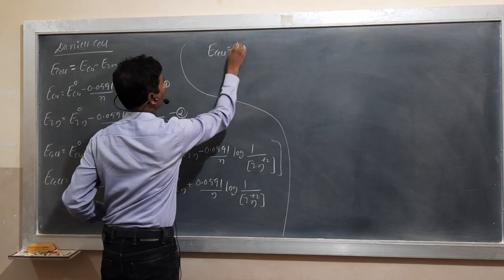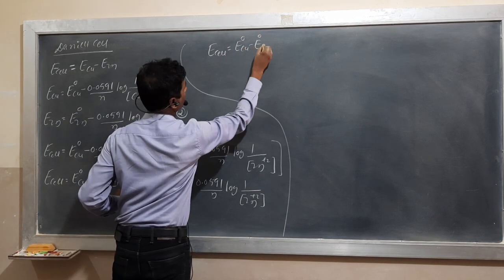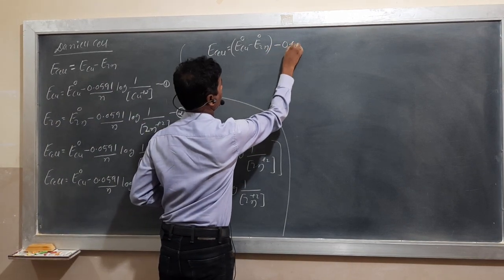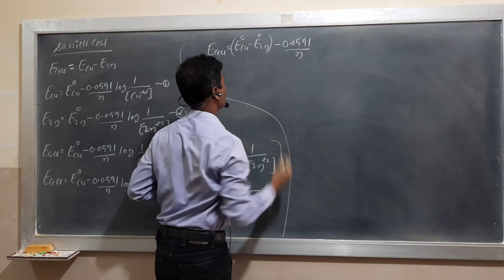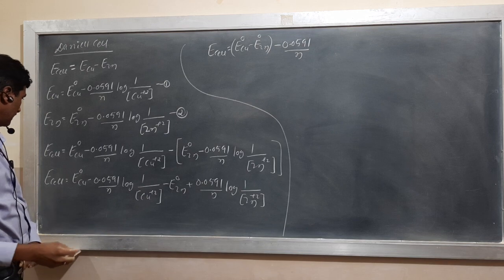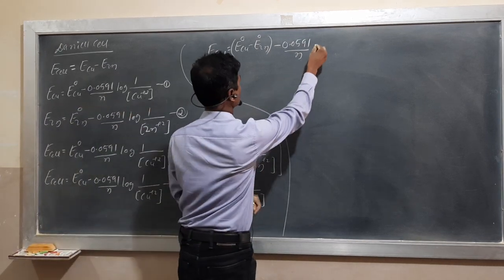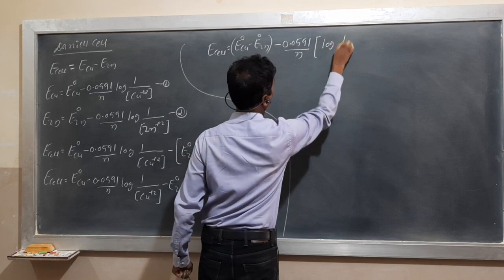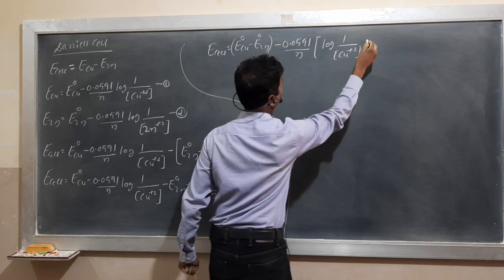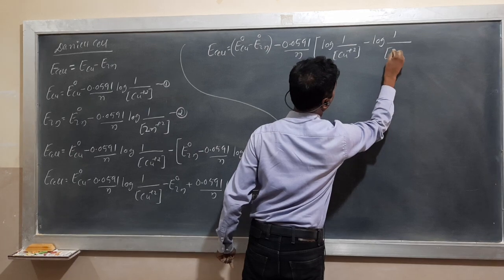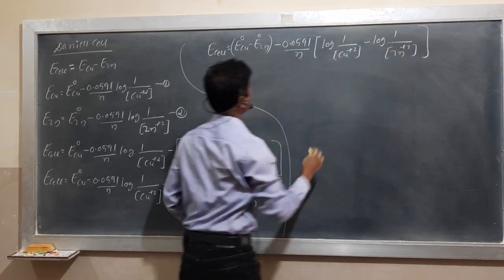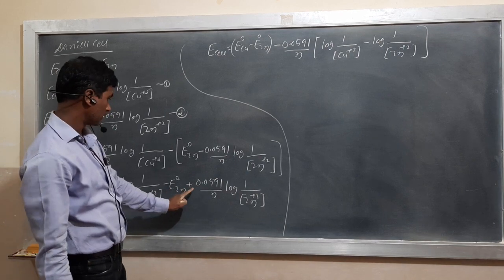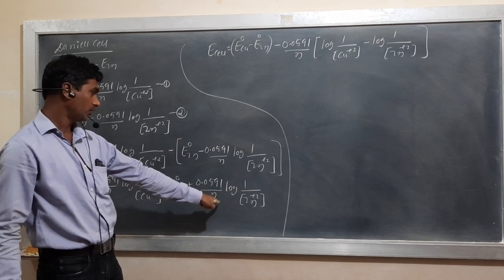So I can subtract E naught of copper minus E naught of zinc, which is a common factor, minus 0.0591 divided by n. Now, for the log terms: the first is log of 1 divided by Cu plus 2, minus log of 1 divided by Zn plus 2. Minus into minus gives plus, so it becomes 0.0591 divided by n times log of Zn plus 2.